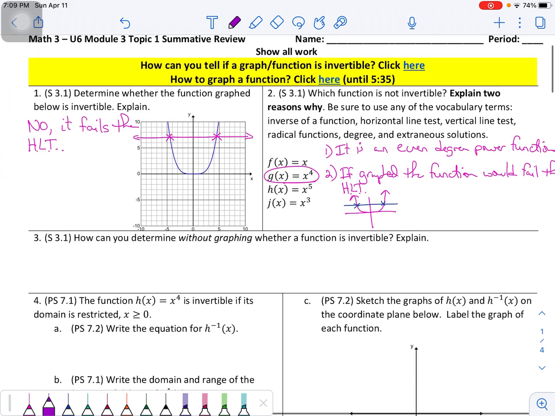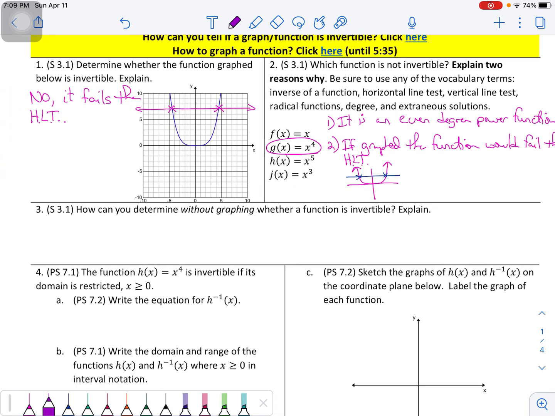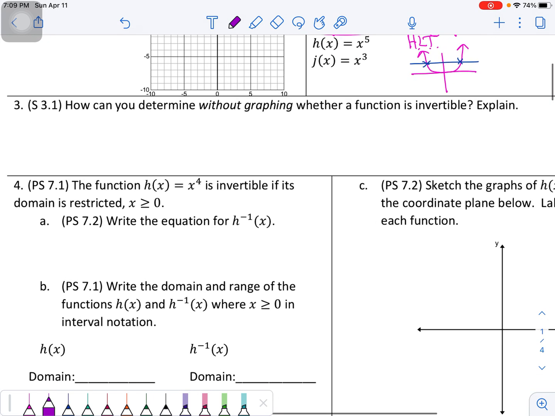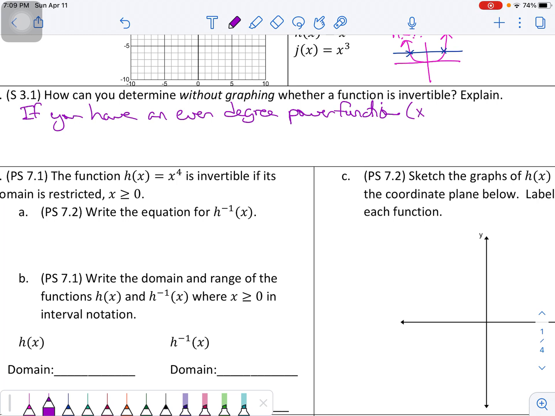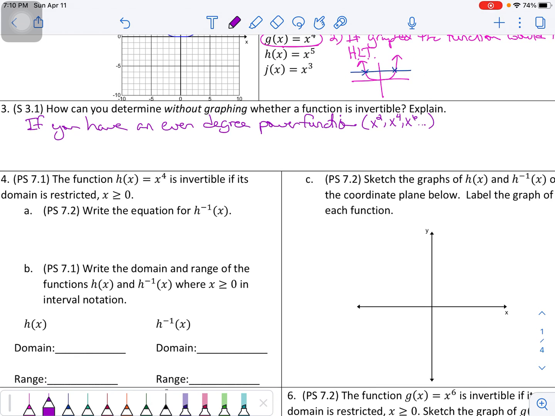All right, problem number 3. How can you determine without graphing whether a function is invertible? Explain. So, without graphing, there are 2 things you can look for. If you have an even degree power function, and I'm going to put a couple of these in parentheses so you know what I'm talking about, an even degree power function would be things like x squared, x to the fourth, x to the sixth, and it keeps on going. All of the powers are even numbers. So if you have an even degree power function, it is not invertible.